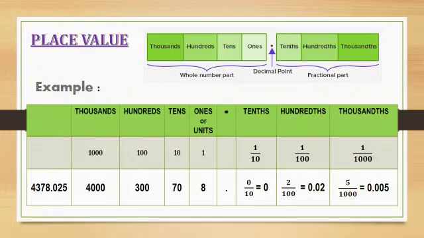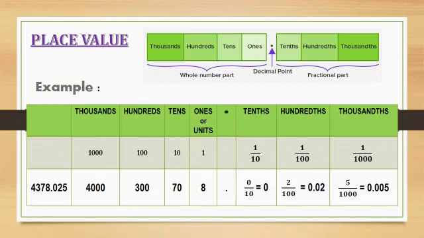Place value. The numbers on the left hand side of a decimal point are read as ones or units, tens, hundreds and thousands. And the numbers on the right hand side of a decimal point are read as tenths, hundredths, thousandths. Let us see the example. 4378.025. Here 4378 is the whole number part and 025 is the fractional part.